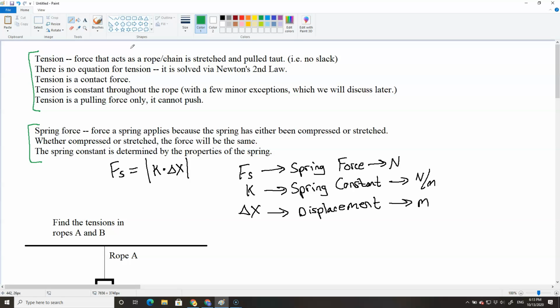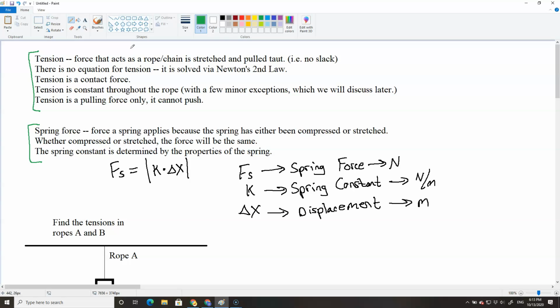It's actually a uniform force throughout. There are a few exceptions. For example, if a rope is hanging vertically, a rope would naturally need to support its own weight, so the tension would change slightly. Tension can only pull. It cannot push. You cannot push a rope. You cannot push a chain. You can only use them to pull. There is no actual equation for tension. It's solved through Newton's second law.